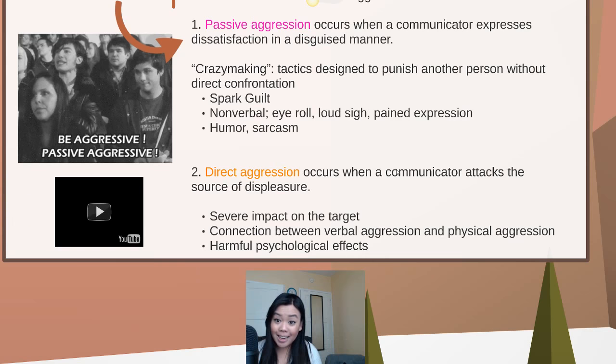And so the second type is the complete opposite. Unlike passive aggression, direct aggression is literally very direct, involves a lot of confrontation. It usually involves a lot of verbal abuse and attacking of the other person. And ultimately, it has a very severe impact on the target as a result. You end up with someone who becomes a victim of verbal and nonverbal abuse. And so it ends up having, of course, a lot of harmful psychological effects on the victim, and ultimately destroys the relationship as a whole most of the time.